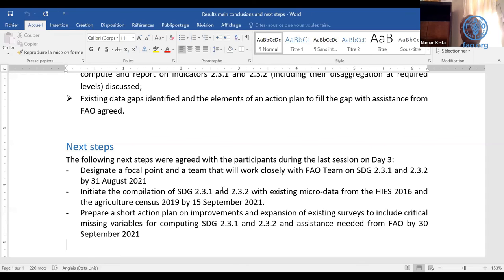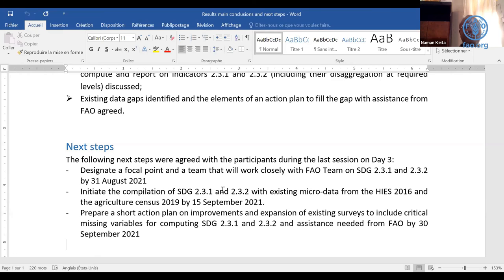And then to initiate the compilation of SDG 2.3.1 and 2.3.2 with the existing microdata from the Household Income Expenditure Survey and Agriculture Census by 15 September. Maybe by that time, the application that we discussed yesterday would be validated, so that the big work would be to organize the data, etc. And once this is done, you almost just push a button and you get the indicators with the application. Or if you want to develop your own application, that's also fine.